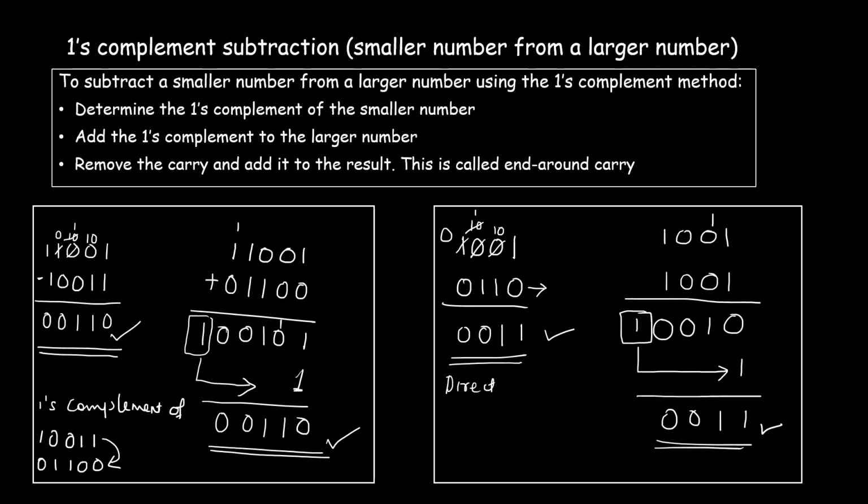In the next video, I'll explain how to subtract a larger number from a smaller number. You need not concentrate too much on whether your number is smaller or larger. When you're subtracting, if you get a carry, it means you need to add the carry to the result, and whatever you get upon addition will be your final answer. If you don't get a carry, what you need to do, we will discuss in the next video.